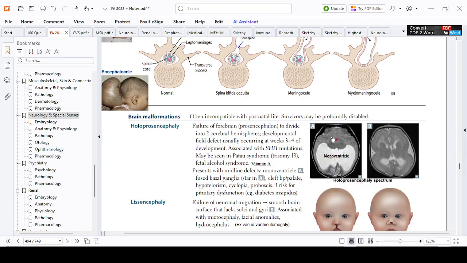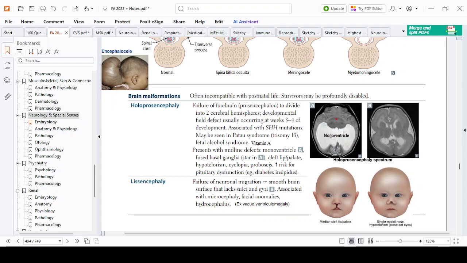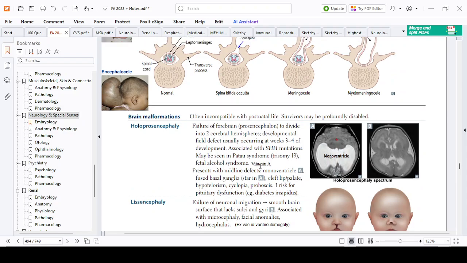You can see here the basal ganglia are completely fused, it's one, and the fused basal ganglia, cleft lip, cleft palate, hypotelorism, cyclopia, proboscis, increased risk for pituitary dysfunction, diabetes insipidus. So basically, if you look at holoprosencephaly, you can just remember it like this, that there will be a single cerebral hemisphere. It will not be divided.